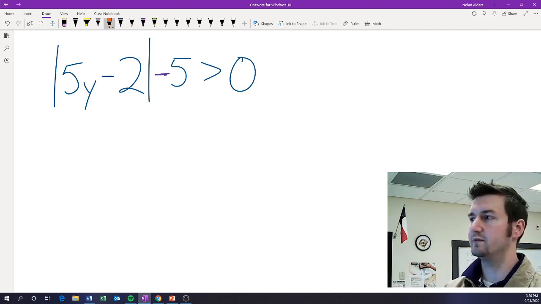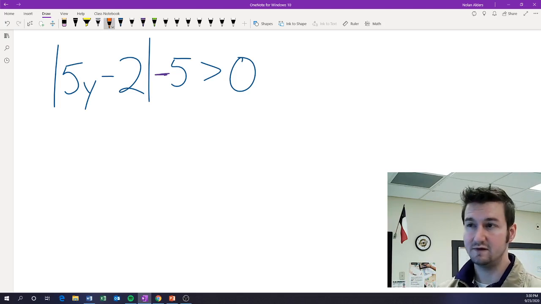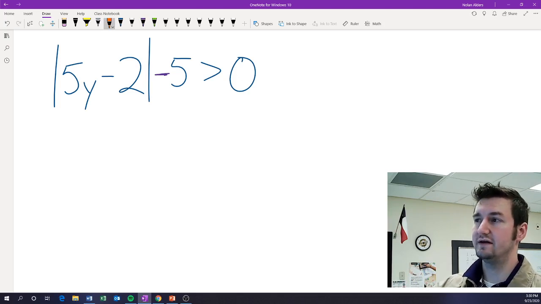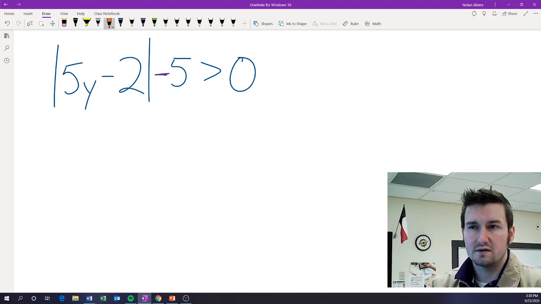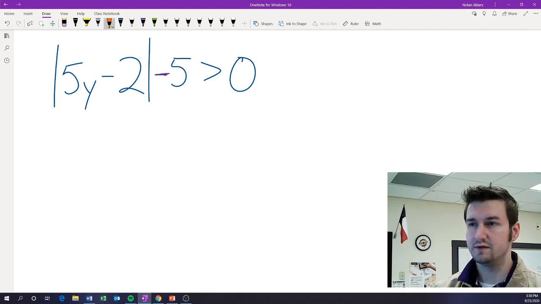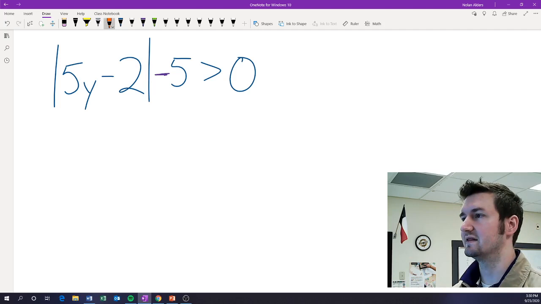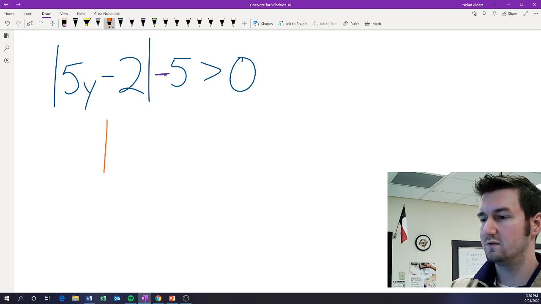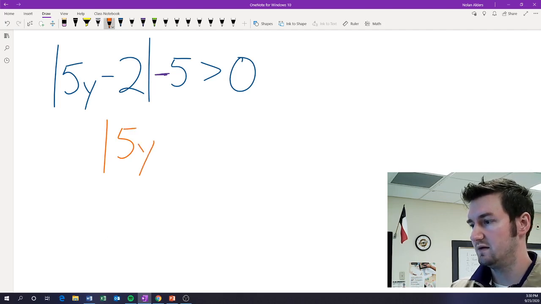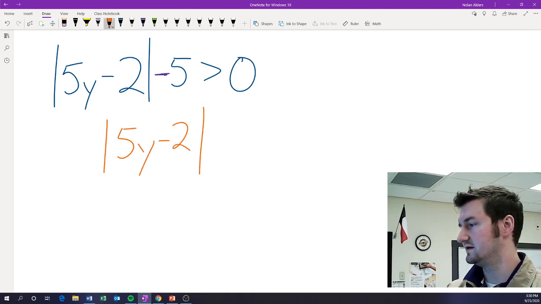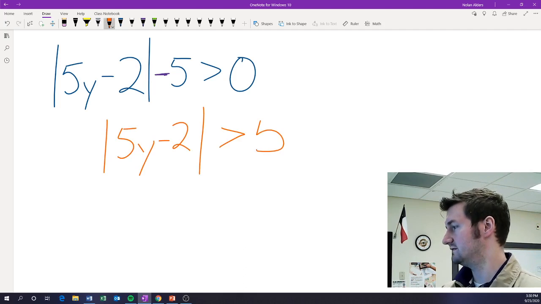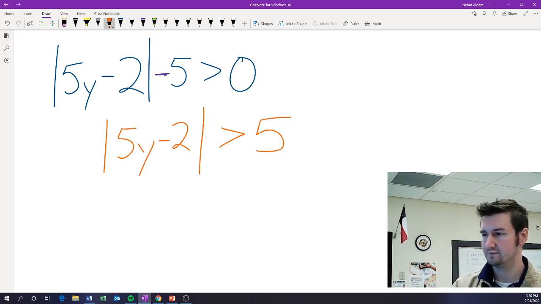First step, we want to isolate the absolute value. So we have this minus 5 here. Before we split our inequality into two inequalities, we want to first isolate the absolute value, or get it by itself on that side of the inequality. So let's take that minus 5 and add it to the right. We'll have the absolute value of 5y minus 2 is greater than 5. 0 plus 5 is 5.